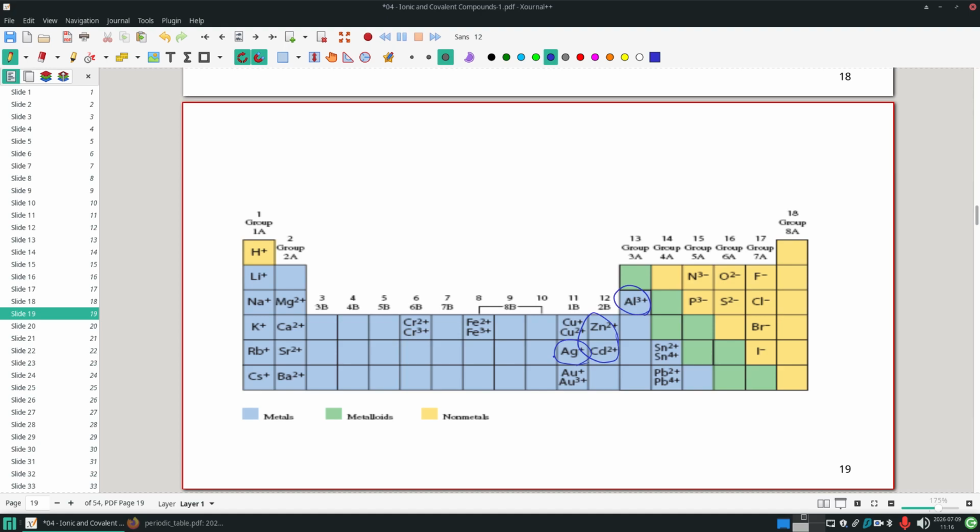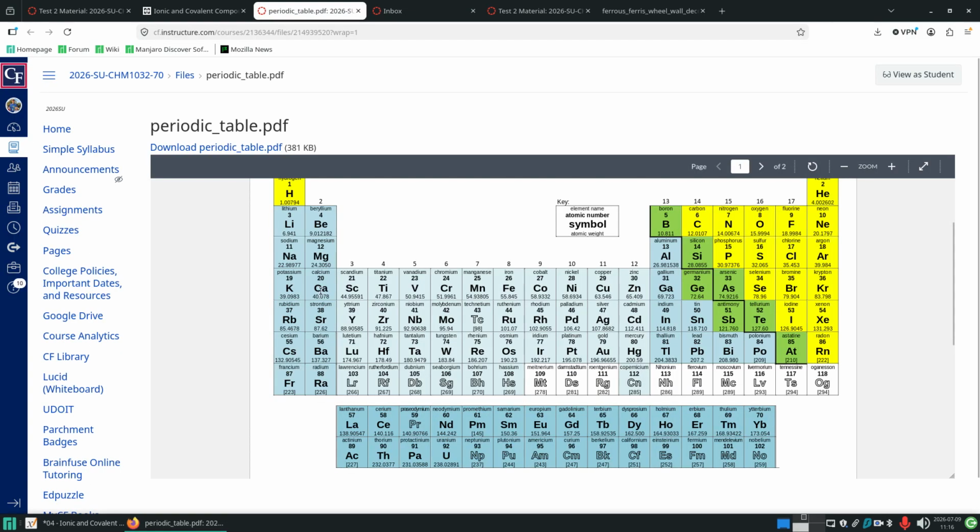All of the other blue elements on the periodic table, mine there's this slightly light blue, every single one of those has more than 1 positive ion they can form. Now there's always one that's most common, but I don't need you to know that.